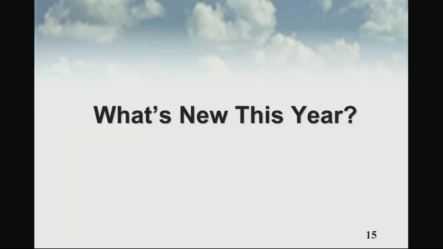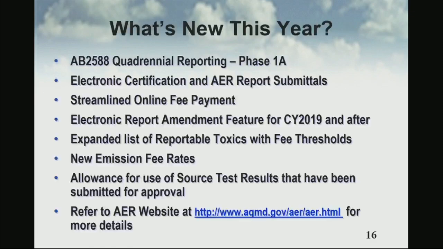Okay, so that's kind of a wrap-up in general of what the program is about, reporting requirements and the deadlines for this year. We'll go over a lot of stuff that is new this year. I think this slide might have been part of your insert when you got notified to report. It also had an AER webpage link that provides what's new for this year. Again, for AB 2588 facilities, the quadrennial reporting year is going to be for those that are in phase 1A, so please make note of that.